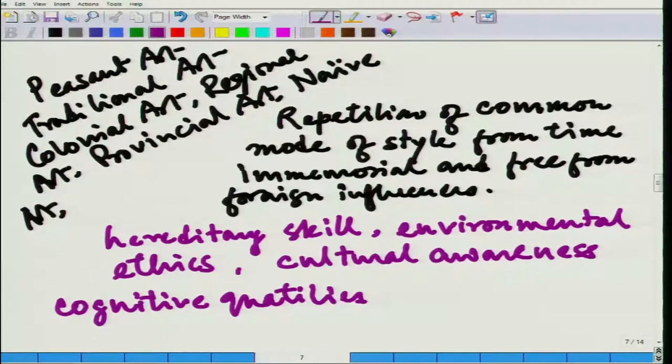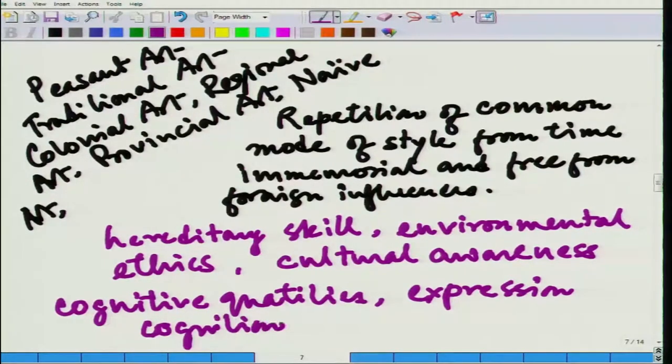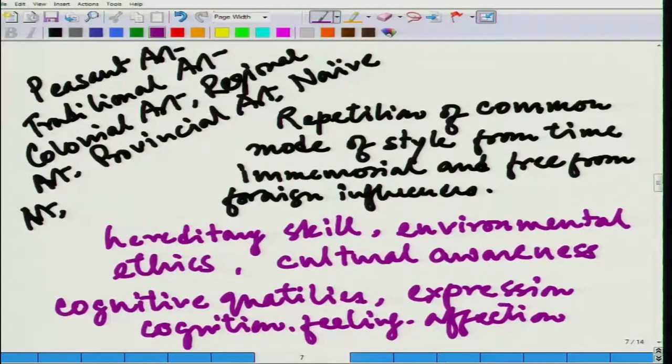Art is all about expression. And in folk art, expression is based on cognition, feeling, affection, simple and complex emotion.